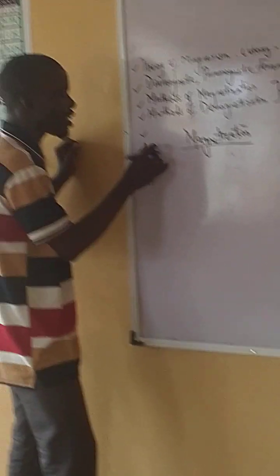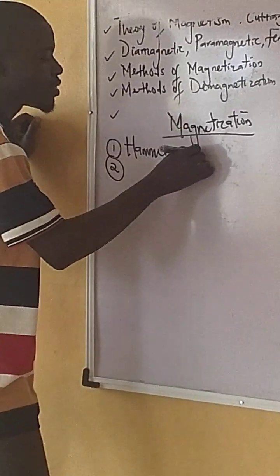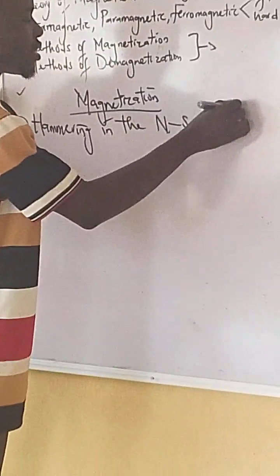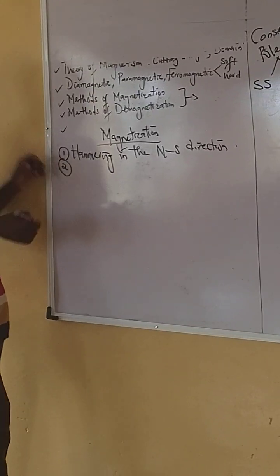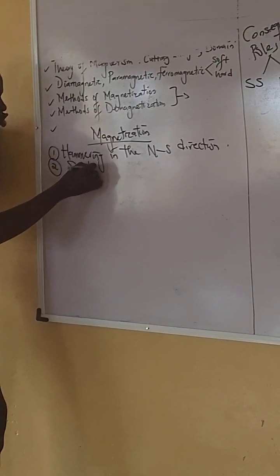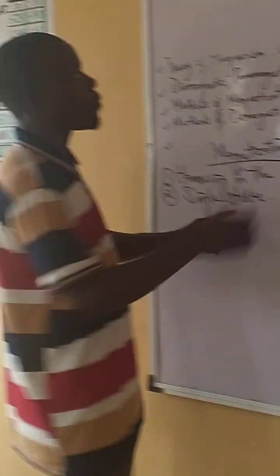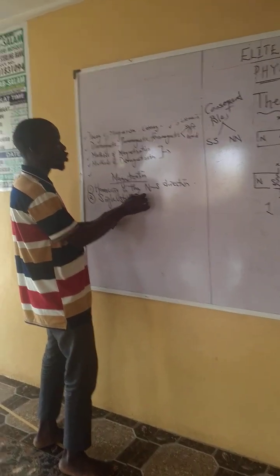If I want to do that, we can go through the following. Number one, hammering. We can hammer it in the north-south direction. Number two, we should use single stroke. Please, this single stroke is very important. We also have double stroke too. So we can call it single stroke or single touch.